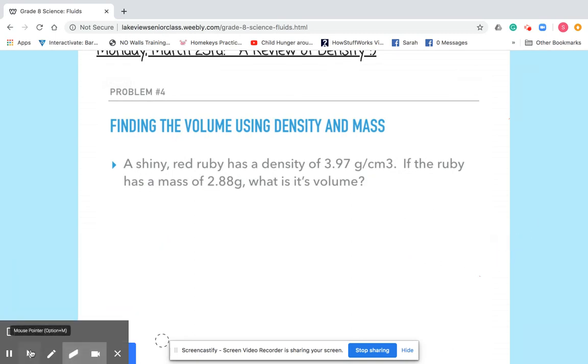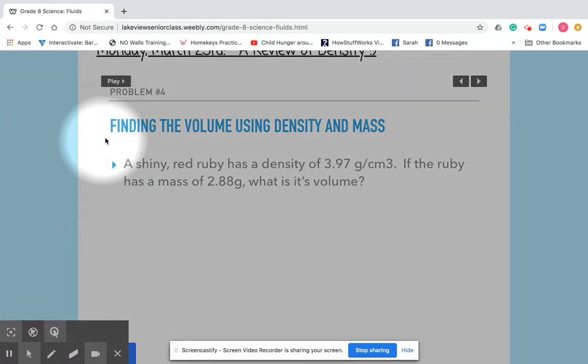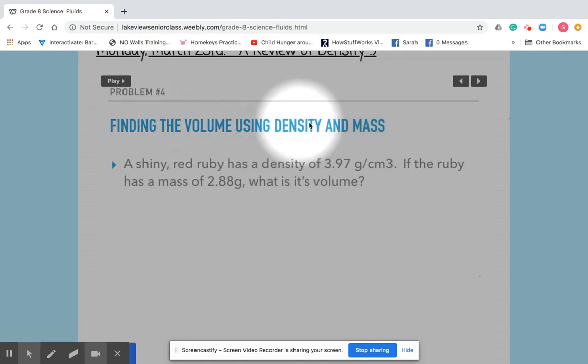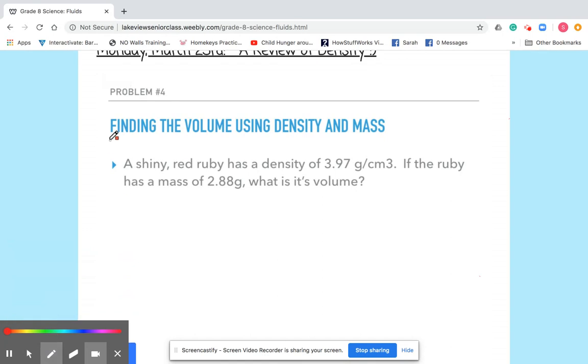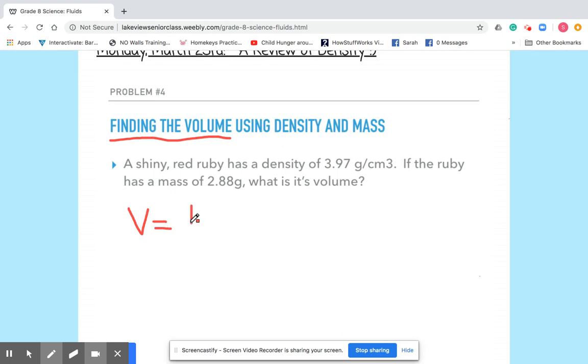Okay, the last question for today says that we're going to be finding the volume using density and mass. So problem number 4 is finding the volume. So that means you need to go up again to your 3 density formula variations and find the one for volume. So volume, and you'll see, is equal to the mass divided by the density.